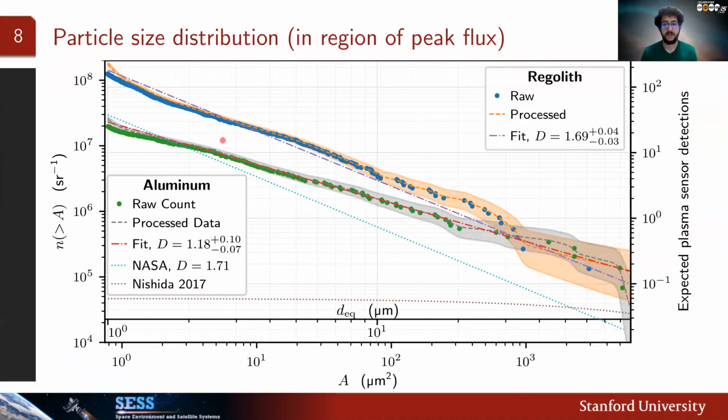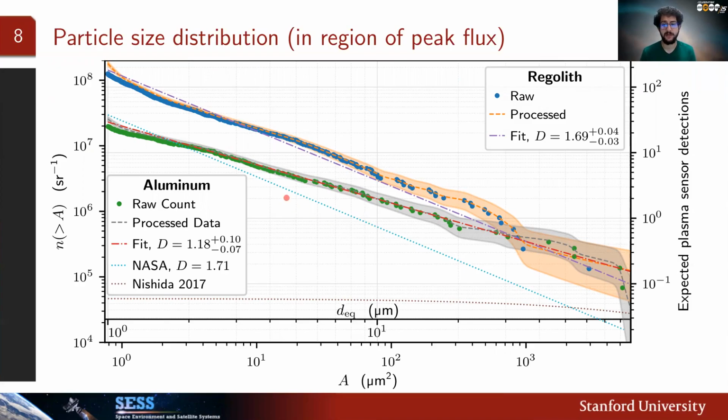This plot shows the solid angle normalized cumulative distribution of microscopic impact debris from these two target materials. The right axis shows the expected number of impacts by particles 1 micron or larger to the plasma sensors. And the shaded region shows the 1 sigma uncertainty band based on uncertainty quantification on the measurement, hole identification, and uncertainties due to small number statistics.